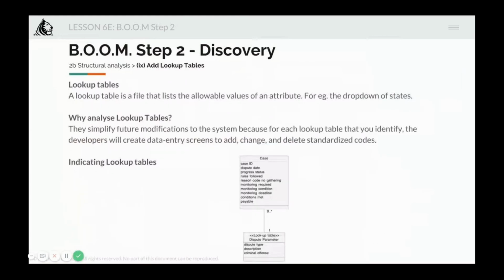I just mentioned lookup tables. A lookup table is a file that lists the allowable values of an attribute. For example, the drop down of states. Why do you want to analyze lookup tables? Very simply because they will simplify any future modifications to the system, because for each lookup table that you identify, the developers will create data entry screens to add, change, and delete standardized codes, right? So using this, you'll get a dashboard at the back end where the data points can be changed in the lookup table.